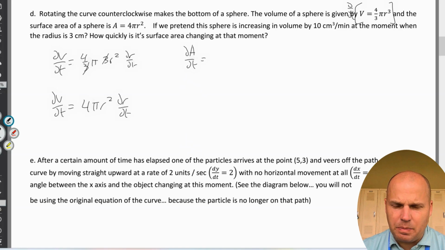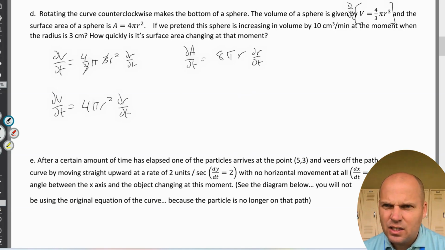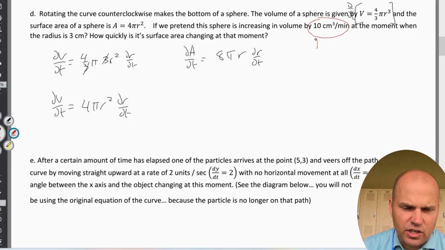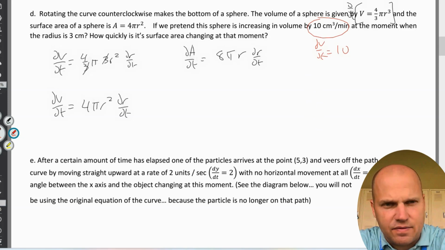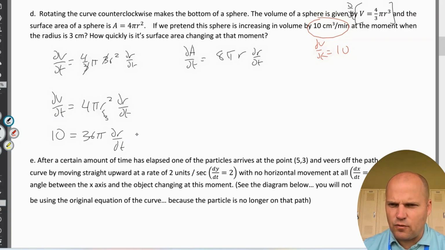My area is changing based on 8 times pi times r times how the radius is changing. Radius is 3. I know the volume is increasing. That is how the dV/dt, that is how the volume is changing. dV/dt equals 10. So this is 10. This is 3. So I got 9 times 4, which is 36. I'm able to solve for dr/dt is 10 over 36 pi.